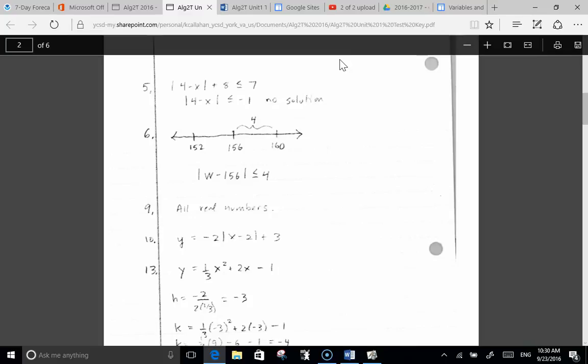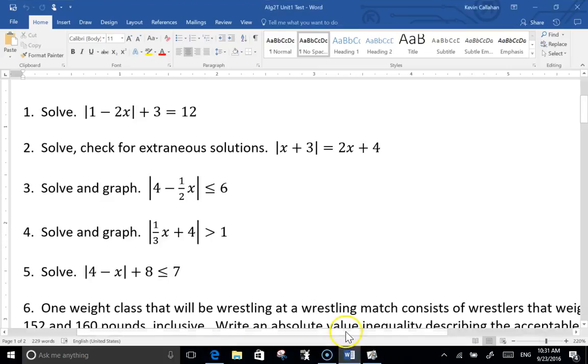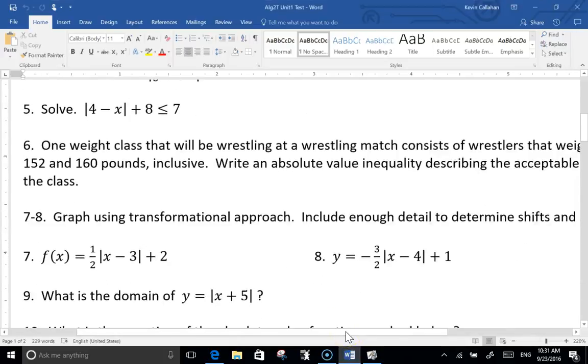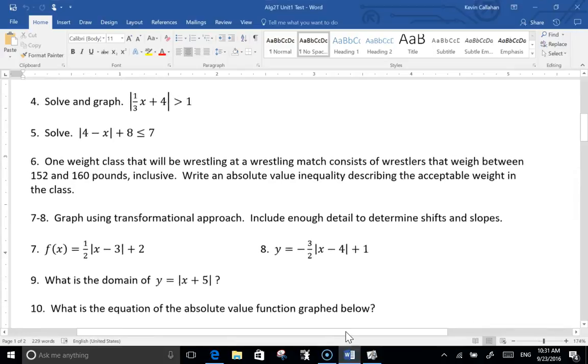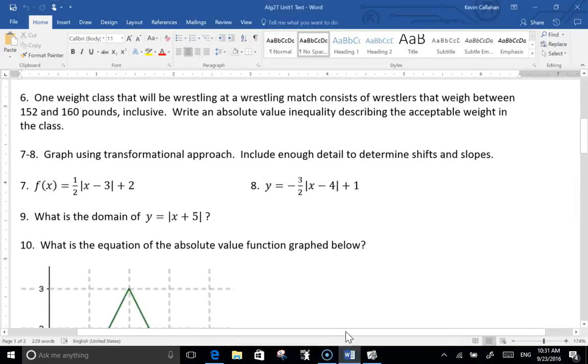Okay, the next one was the wrestling weight class. It says one weight class that will be wrestling at a wrestling match consists of weights between 152 and 160. Write an absolute value inequality that's describing the weight class, the acceptable weights. Now, we did a few of these in class. There was one on the study guide.